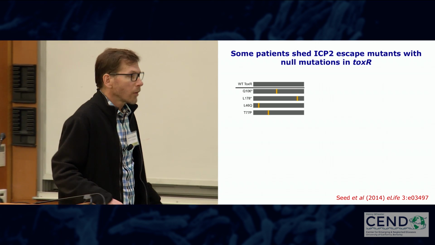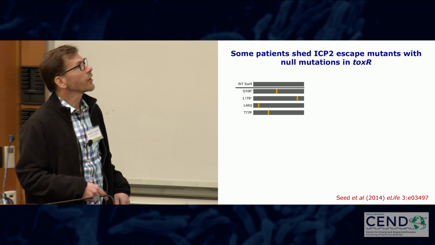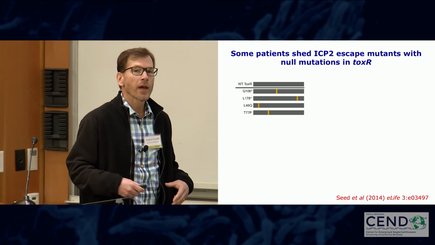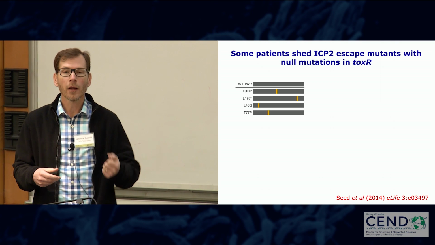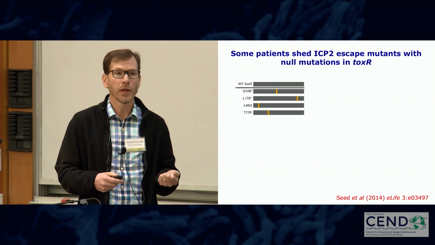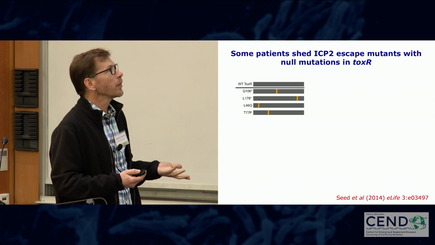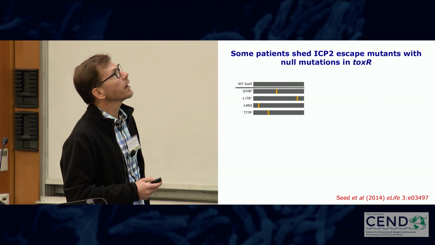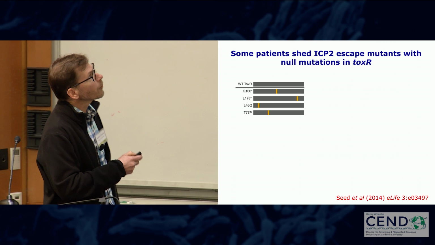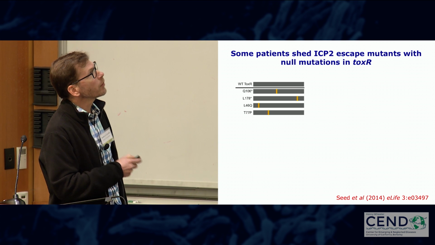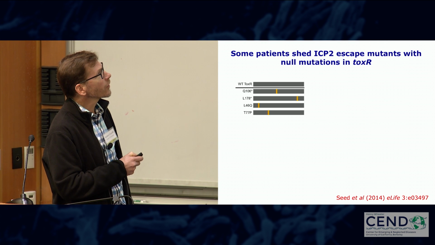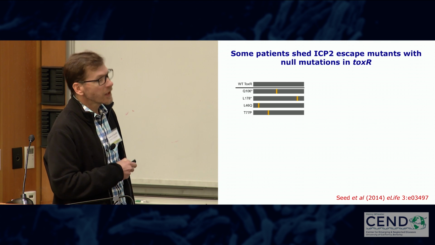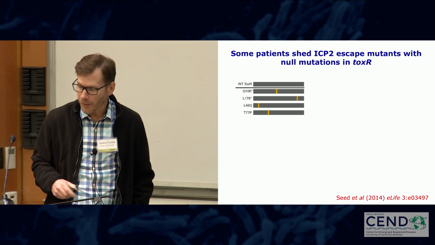So we published this a few years ago, and this is mostly work from Kim's hands, is that we would find in cholera patient stool samples where you would find Vibrio cholerae and ICP2, you could find escape mutants. And so by sequencing these escape mutants, we quickly figured out what the receptor is for this phage. Some patients were shedding ICP2 escape mutants that had null mutations in a gene called ToxR. And this just showed there were some stop codons, there were some amino acid changes in critical residues. All of these abrogate function of this protein.